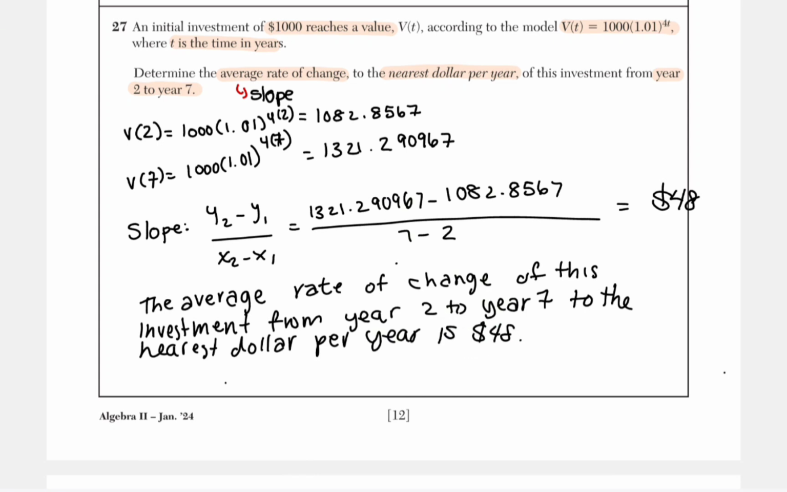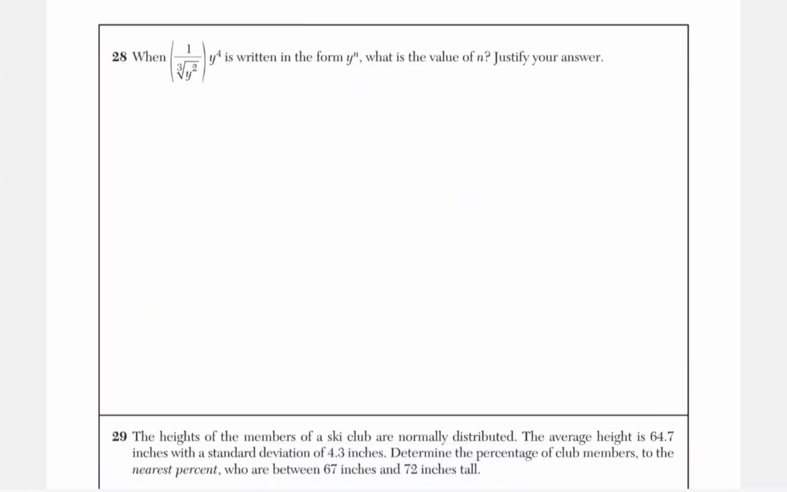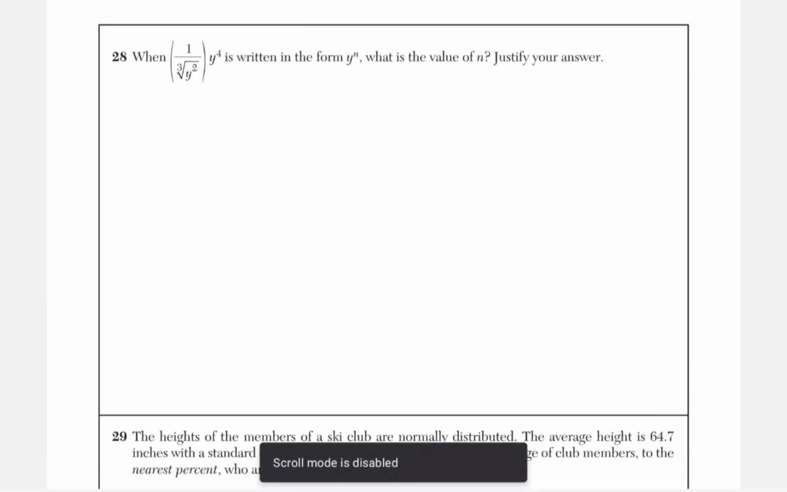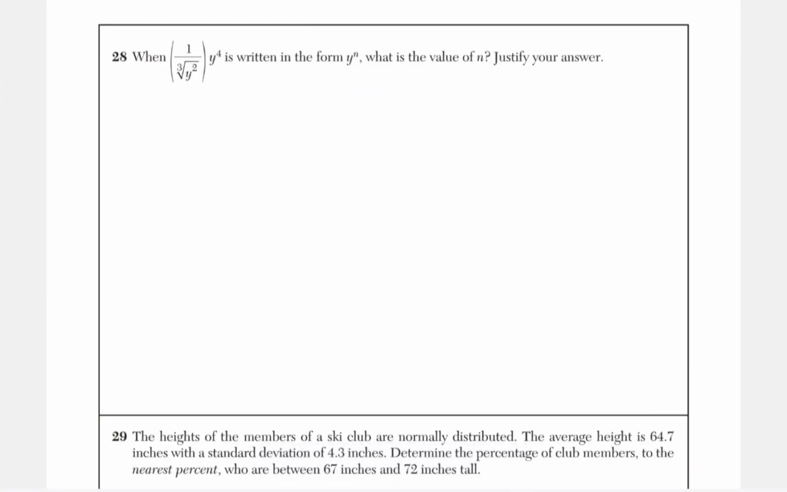And that would earn you 2 points. Question 28 says, when 1 over the cube root of y squared times y to the 4th is written in the form y^n, what is the value of n?